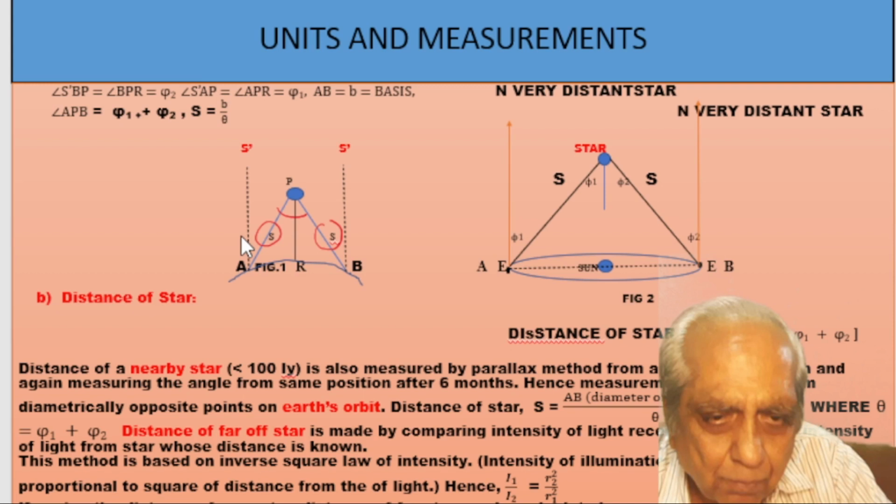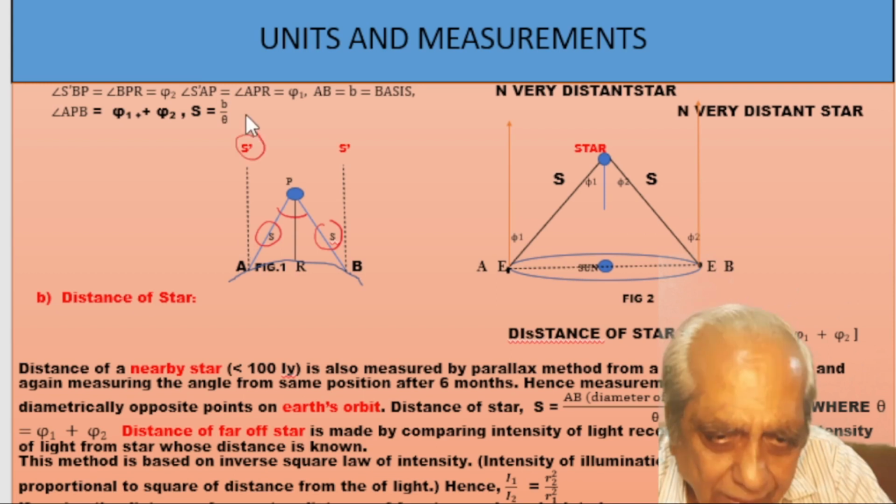So I am observing this S dash which is very far away. When I am observing from this far away, I will call that 0 degrees in my instrument, the telescope, and then I will rotate the telescope so that I can see the point P. So I am measuring angle S dash AP, which I have written here.